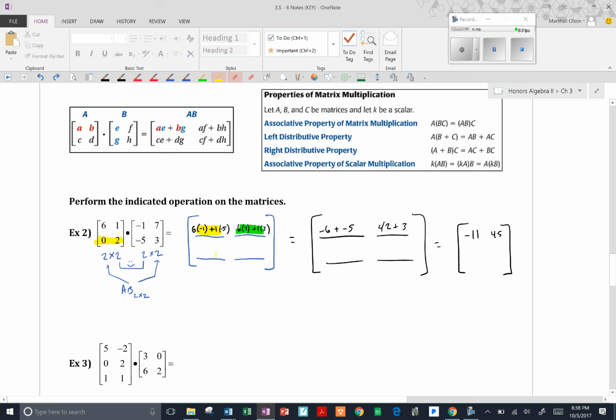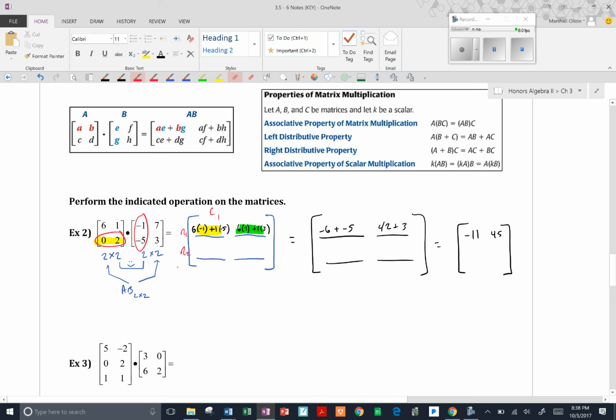Okay, now let's say you forget where you're at. Look at this matrix. You're trying to get the second row. Here's row 1, here's row 2. You're trying to get the second row, first column spot. That means you need to take that row times that column. So you know exactly which ones you should be multiplying together in the original matrices.